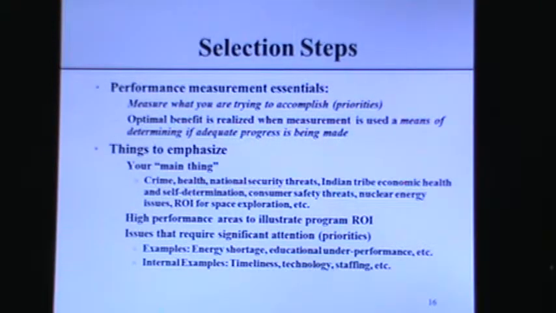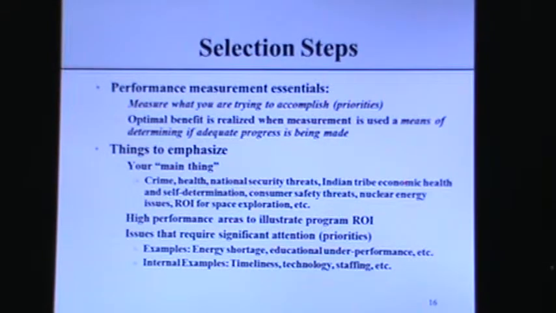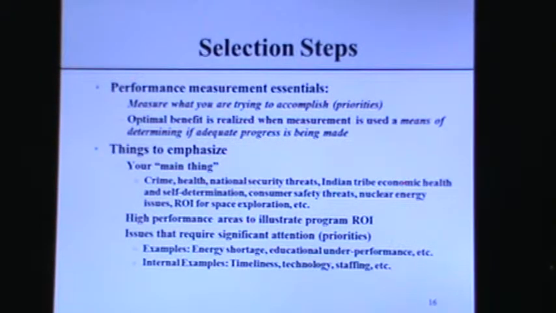And so in order to select, we measure what we're trying to accomplish, our priorities. Optimal benefit is realized when measurement is used as a means of determining if adequate progress is being made. Things to emphasize when you're thinking about measurement is your main thing. Are you in the crime business, the health business, the national security threats business? Are you in the Indian tribe economic health and self-determination business?